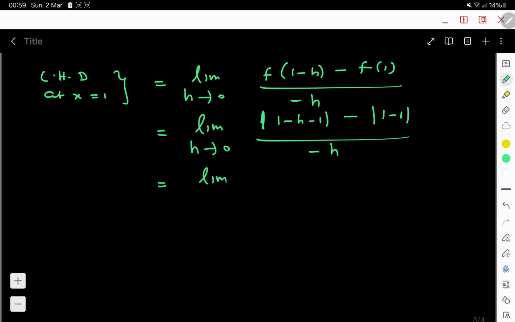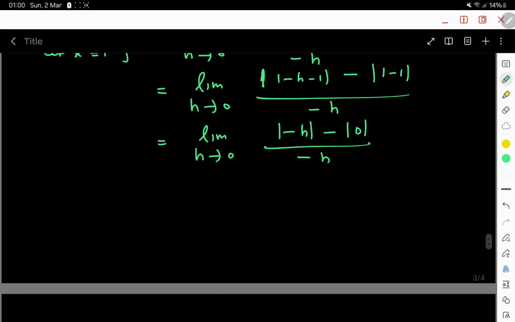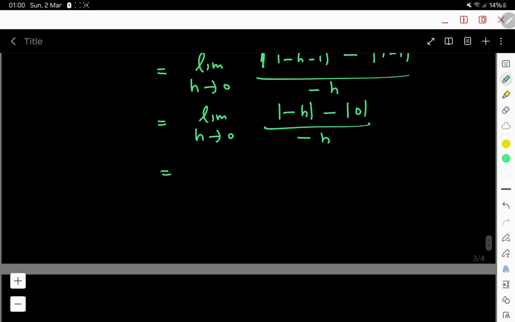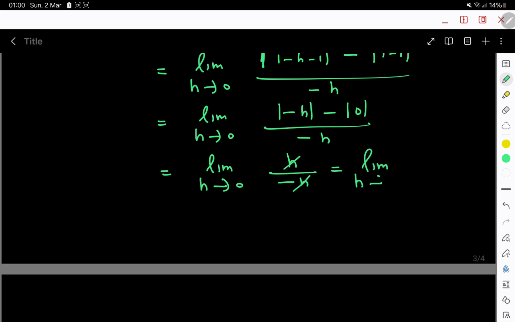We get mod of minus h minus mod of 0 by minus h. Okay, so we know modulus of minus is plus. This becomes h minus 0, omitted. Okay, by minus h cancel. So limit h tends to 0, minus 1 is equal to minus 1, take it as 1.